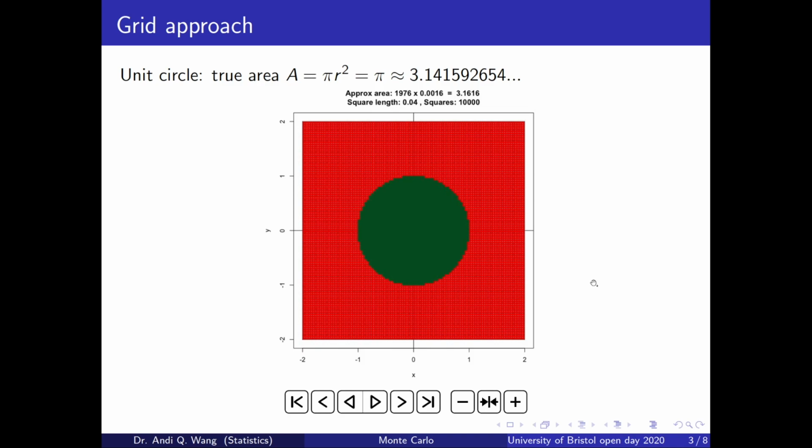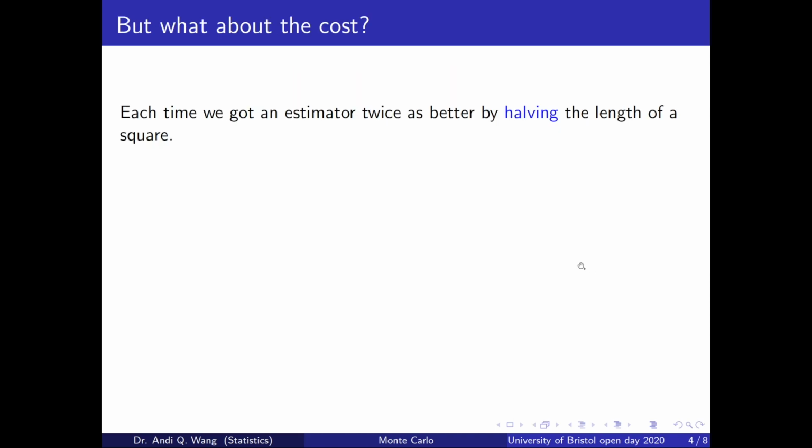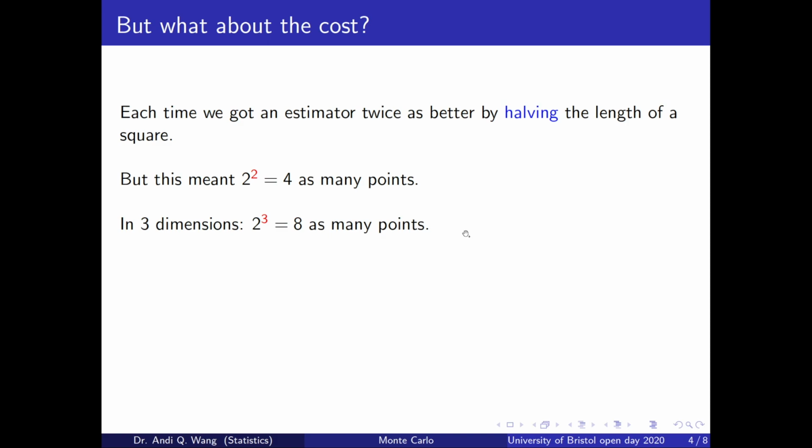But let's pause now for a minute and think about how much it costs to do this halving. Each time we got an estimator that was twice as good by halving the length of the square, but the number of squares wasn't doubled. It was actually multiplied by 4. Because remember, one square gets split into 4 squares, each of which has side length half of the original length. And that was in 2 dimensions. If we're in 3 dimensions, imagine splitting a cube into smaller cubes, each with half the side length. Well, one cube gets split into 8 cubes, which is 2 cubed.